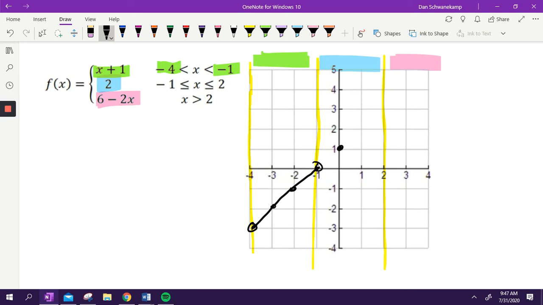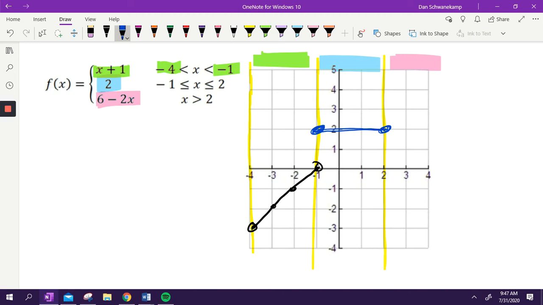In between negative 1 and 2, so in this middle part here, I want to graph 2. So again, that's y equals 2. That's a horizontal line. So I'm going to go right here to 2. I'm going to draw a horizontal line. Closed circles on the end because it's included.